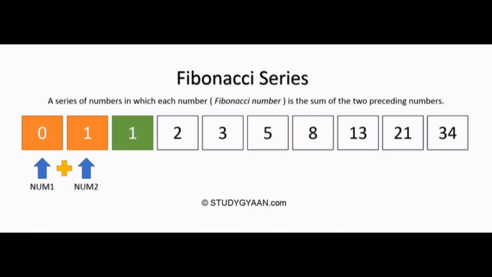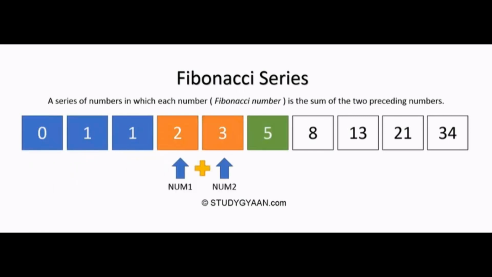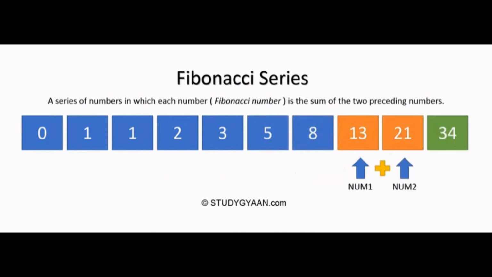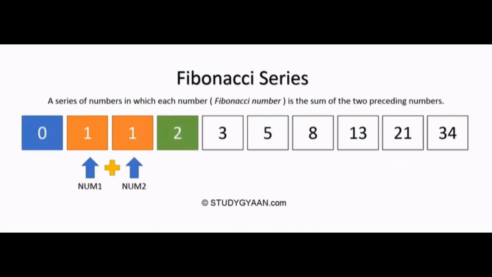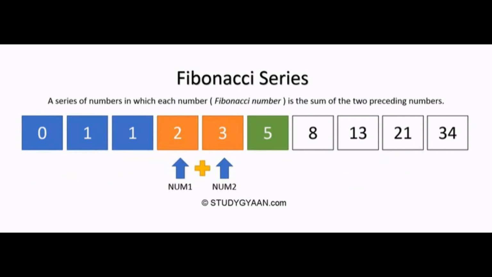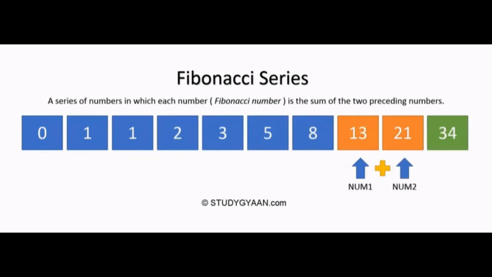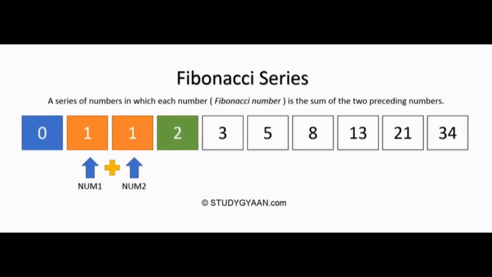The Fibonacci sequence is a series of numbers in which each number is the sum of the two preceding ones, usually starting with 0 and 1. Therefore, the sequence goes 0, 1, 1, 2, 3, 5, 8, 13, 21, 34, and so on.